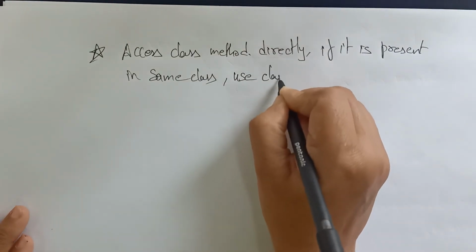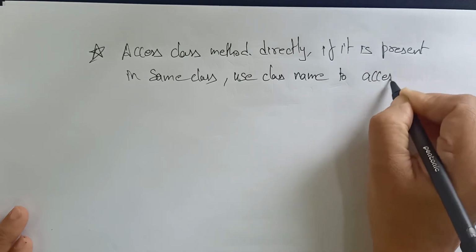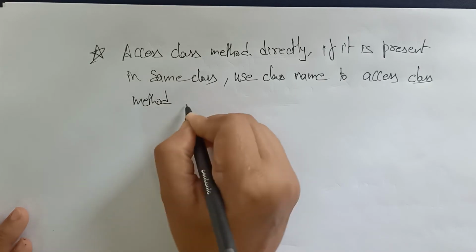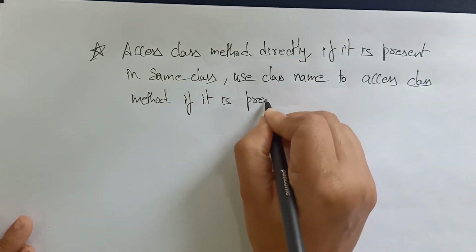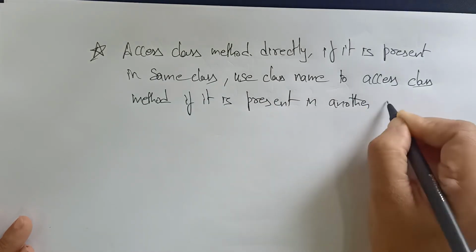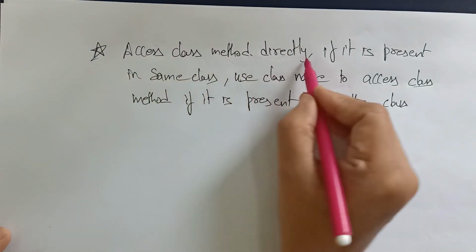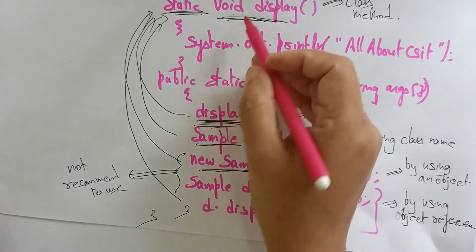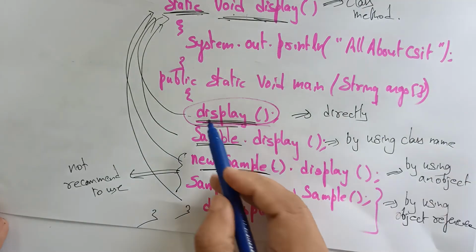Use class name, simply by using class name to access a class method, if it is present in another class. Did you understand what I am saying here, students? It's a simple thing. Access class method directly if it is present in the same class. Here it is present in the same class, so directly I am using display.